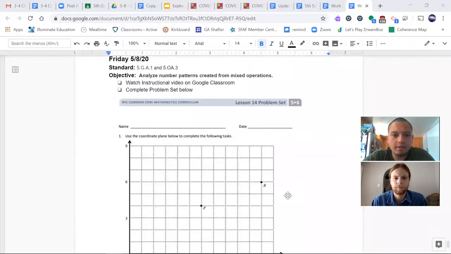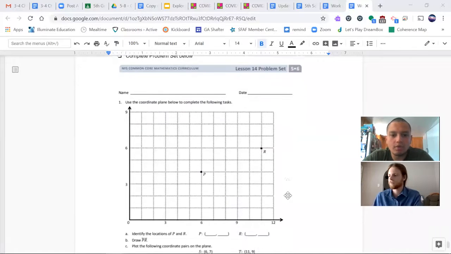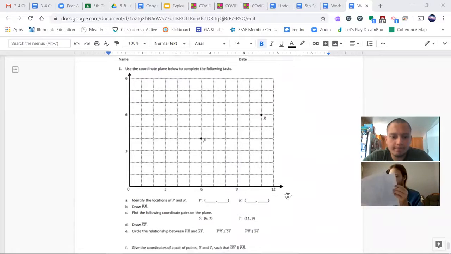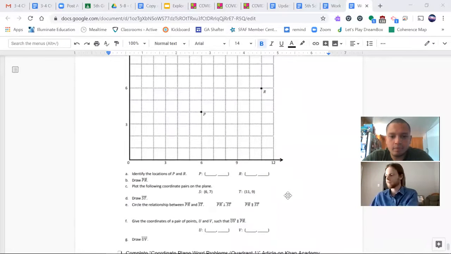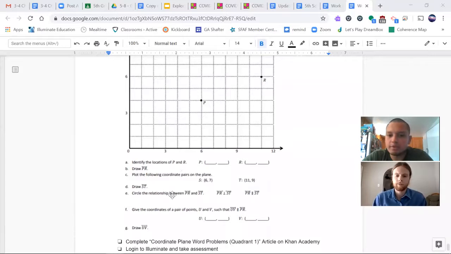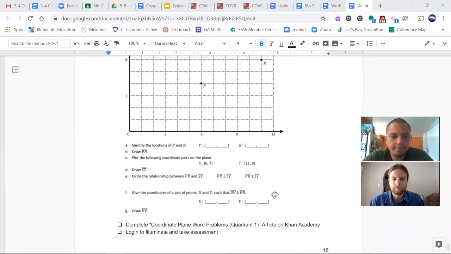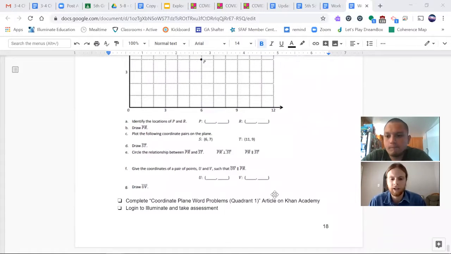And Friday, the last day of the week, one more set of practice problems. Follow the instructions here. Friday is normally our review day because we have our assessment that day. So this is basically a sheet for them to review what we've learned all week and to practice their skills before taking their test.